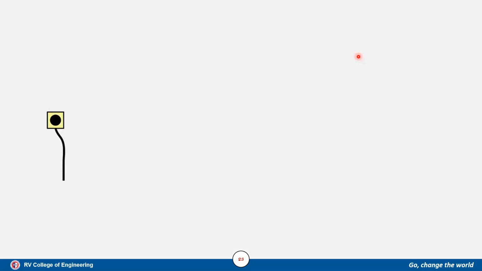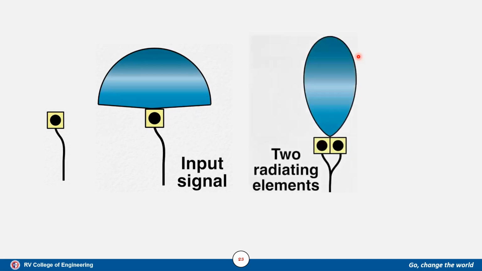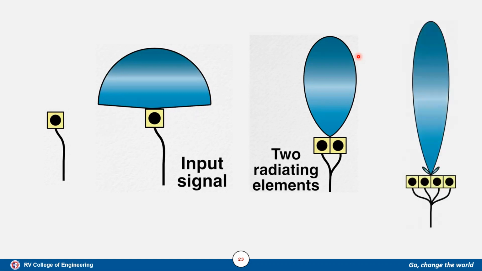So we have understood that an antenna is a radiating element. It has a radiation pattern around it. Now, in order to make this more directional, when we take two antennas and give the same signal, the radiation becomes more directed. If we increase from 2 to 4 antenna elements, then we get a still more directional radiation pattern.